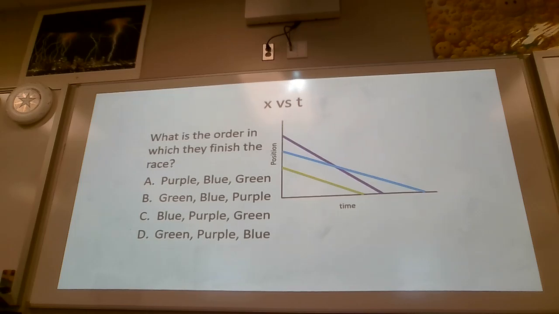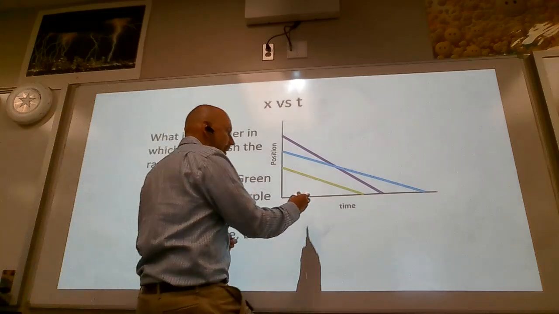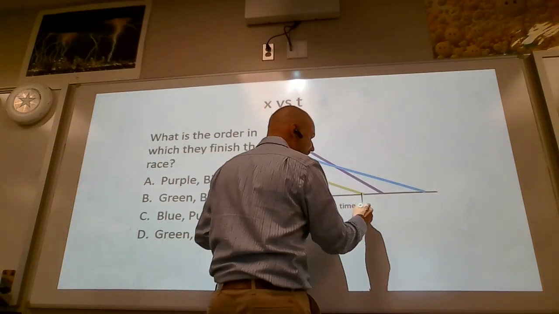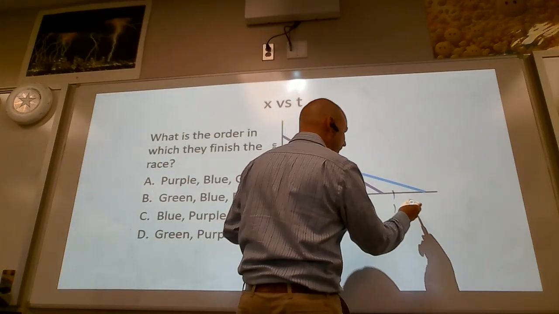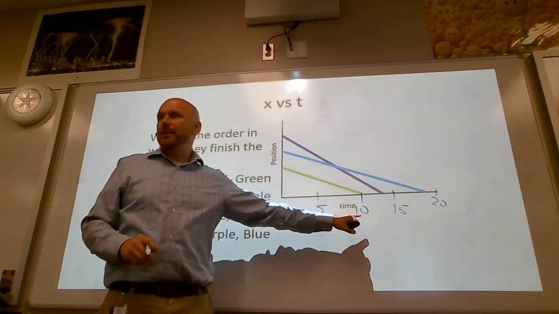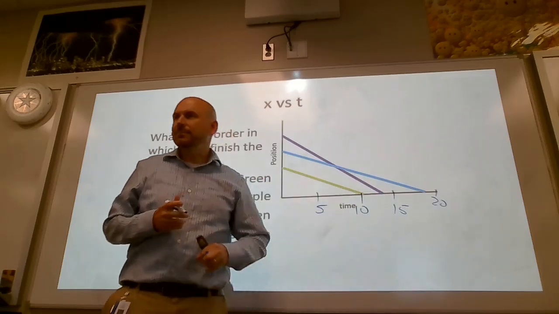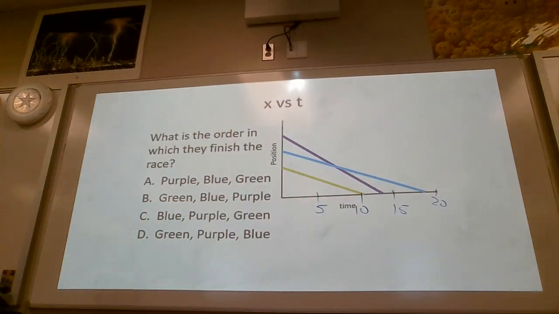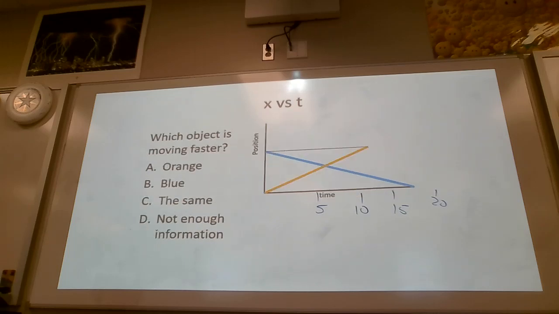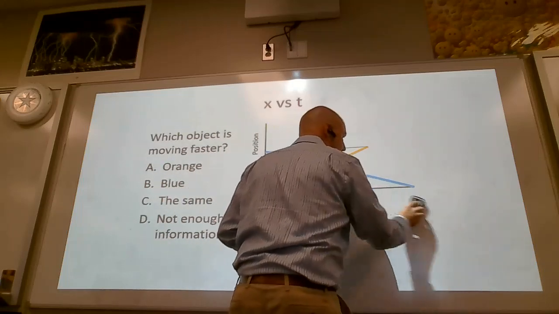Correct answer is dangerous dinosaurs. Okay. 5 seconds, 10 seconds, 15, 20, somewhere. Green ends at 10 seconds, purple 13, blue 17. Good with that? Okay, this dotted line is just a reference point.